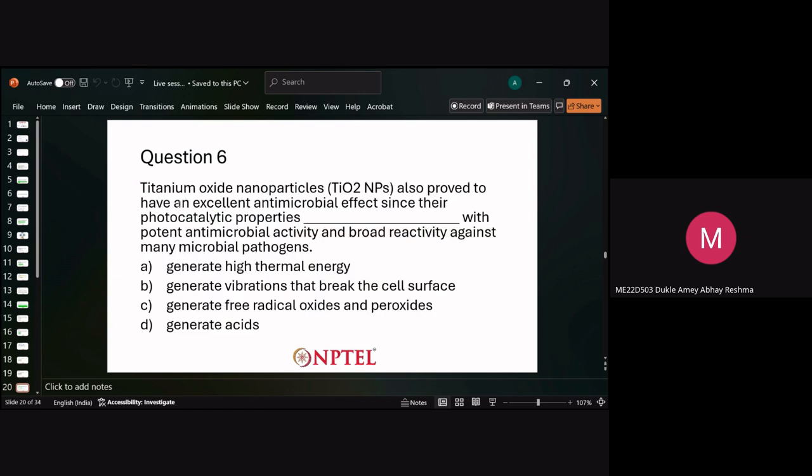So moving to question number six, oxide nanoparticles are proved to have an excellent antimicrobial effect since their photocatalytic properties dash with the potent antimicrobial activity and broad spectrum reactivity against many microbial pathogens: generate high thermal energy, generate vibrations that break the cell surface, generate free radicals, oxides and peroxidase, or generate acids. So basically, the answer here is generate free radicals and peroxidase.